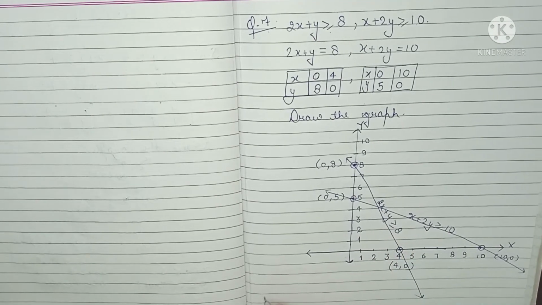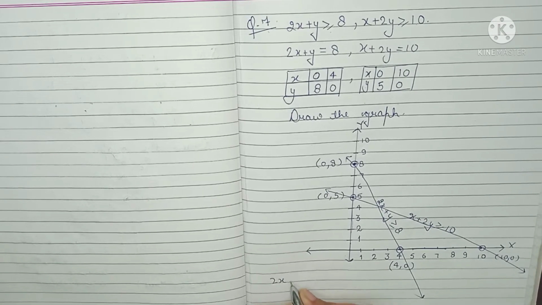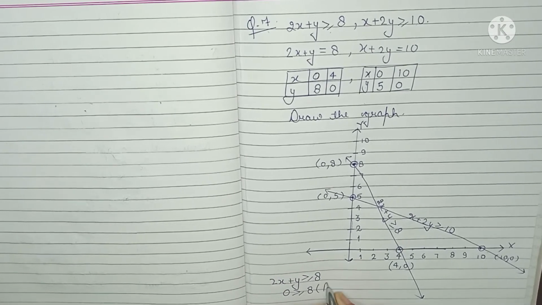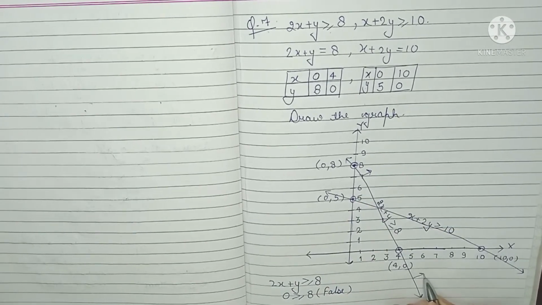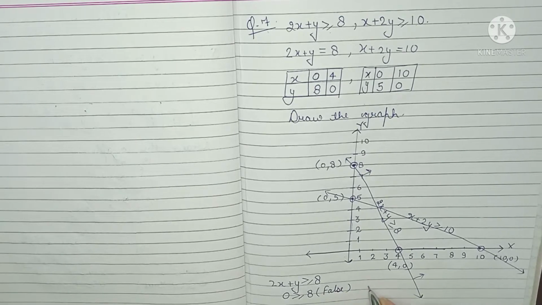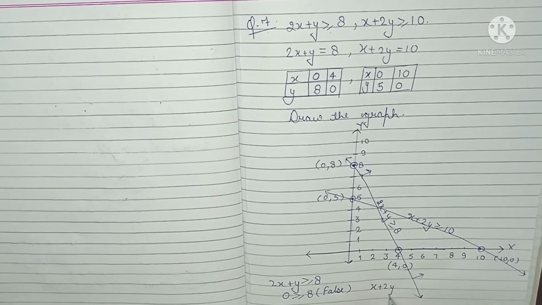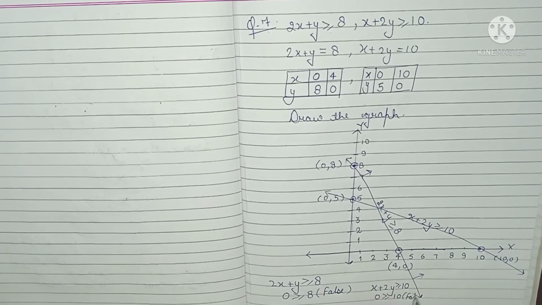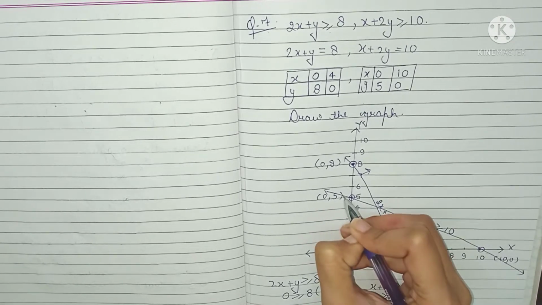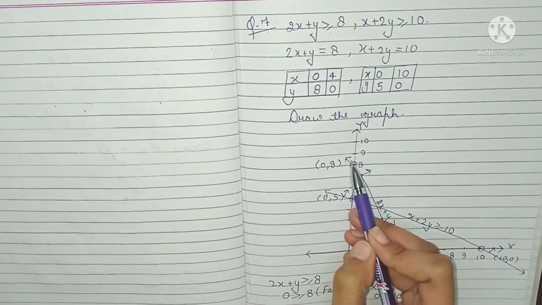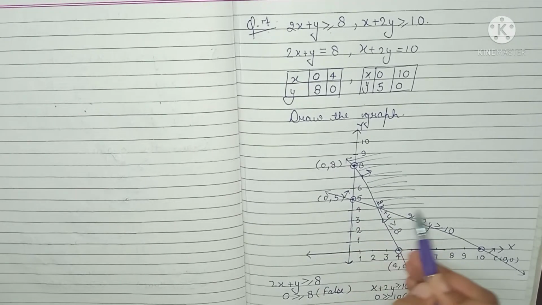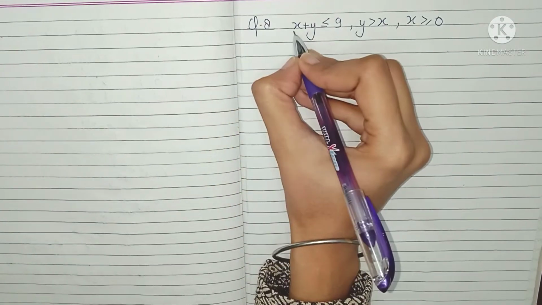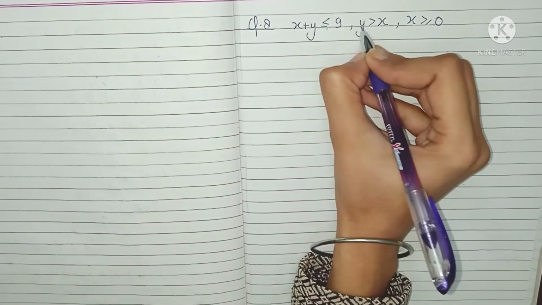Now you have to find the shaded region by putting the value of x and y equal to 0 in the given inequality. 0 is greater than or equal to 8. False. It means the shaded region is away from the origin. And for the second given inequality, x plus 2y is greater than or equal to 10. 0 is greater than or equal to 10. False. It means the shaded region is away from the origin. Now common shaded region कौन सा शो हो रहा है आपको? This one is your common shaded region.